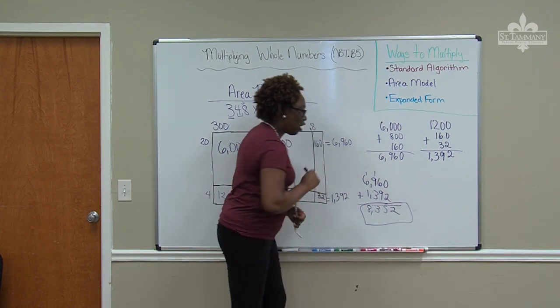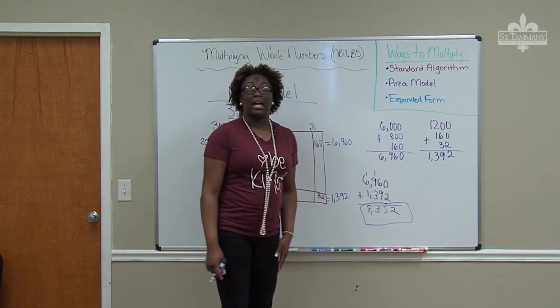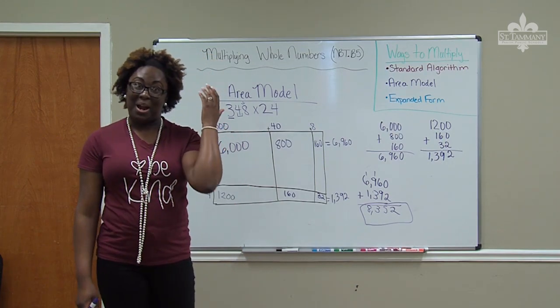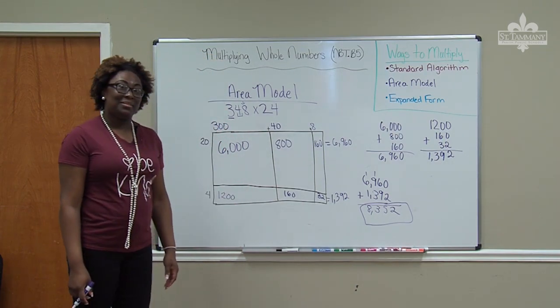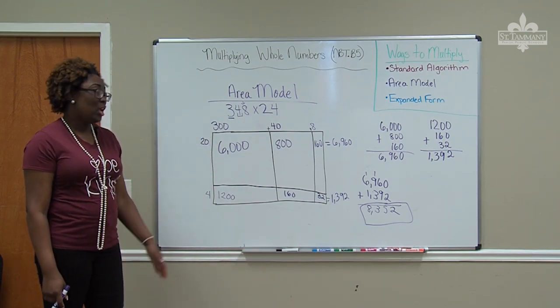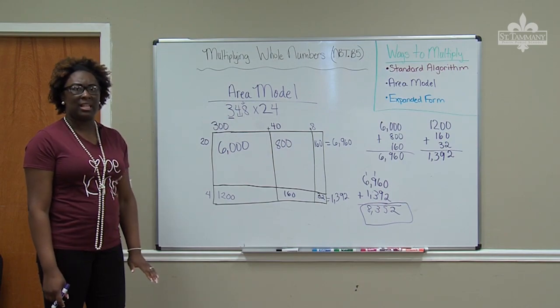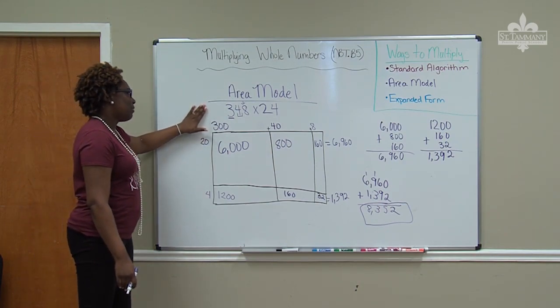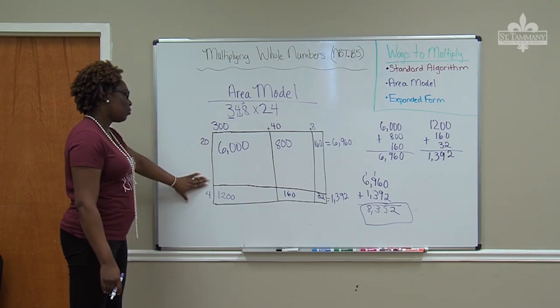So what is my overall product here, Mrs. Singleton? 8,352. Whew. All right. So what do you think? I'm hoping that if this is not your favorite method, or if you were just introduced to this, you find something that you like about it. Again, this is the area model. How did I work this area model?